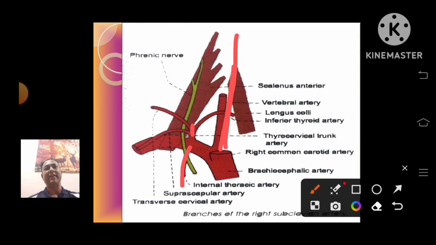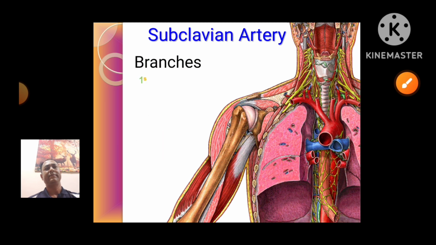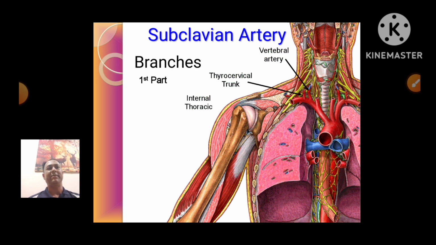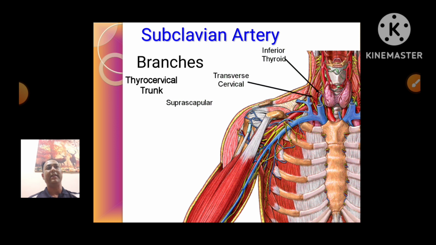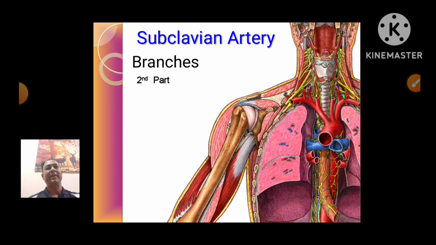Here you can see this is the thyrocervical trunk, immediately divided into 3 branches, and the 4th branch, that is the costocervical trunk, lies behind the scalenus anterior muscle posteriorly in the second part. Okay, so here you can better understand from the picture: vertebral artery, internal thoracic artery and thyrocervical trunk. The thyrocervical trunk is again divided into transverse cervical, inferior thyroid and suprascapular artery, and in the second part the costocervical trunk will arise from it.